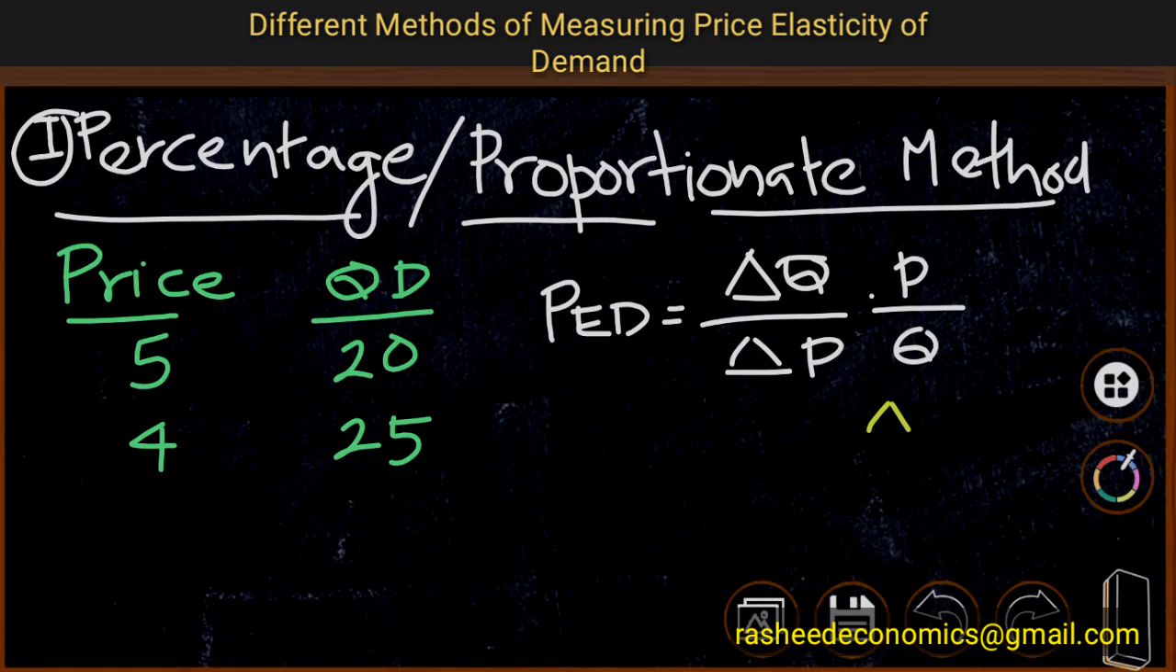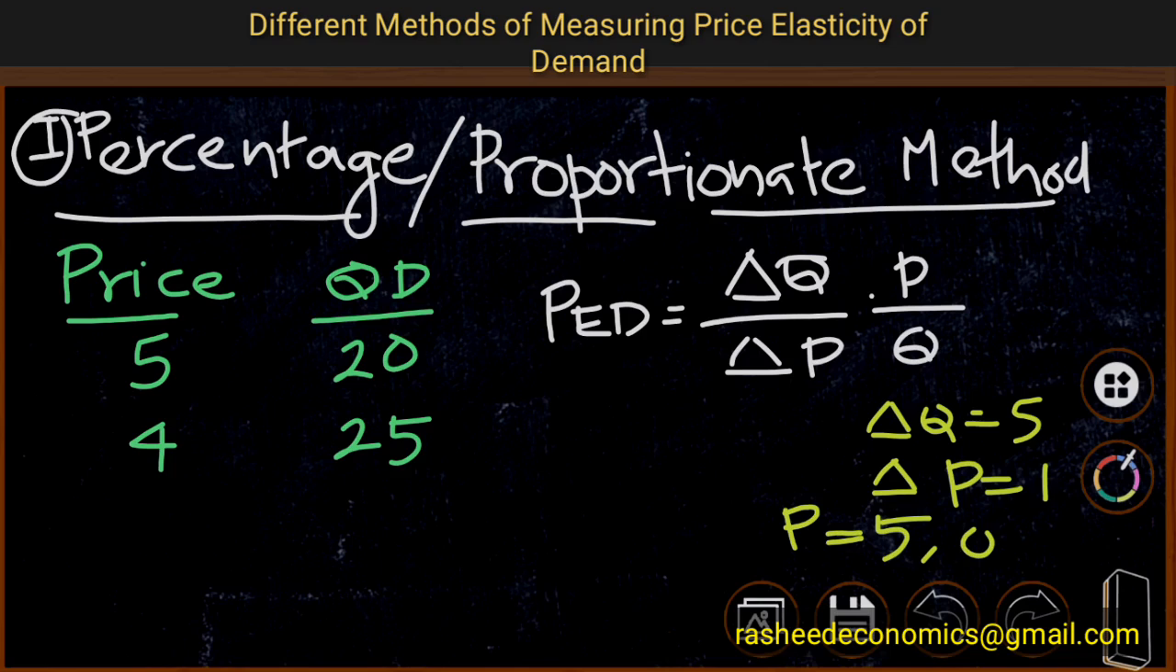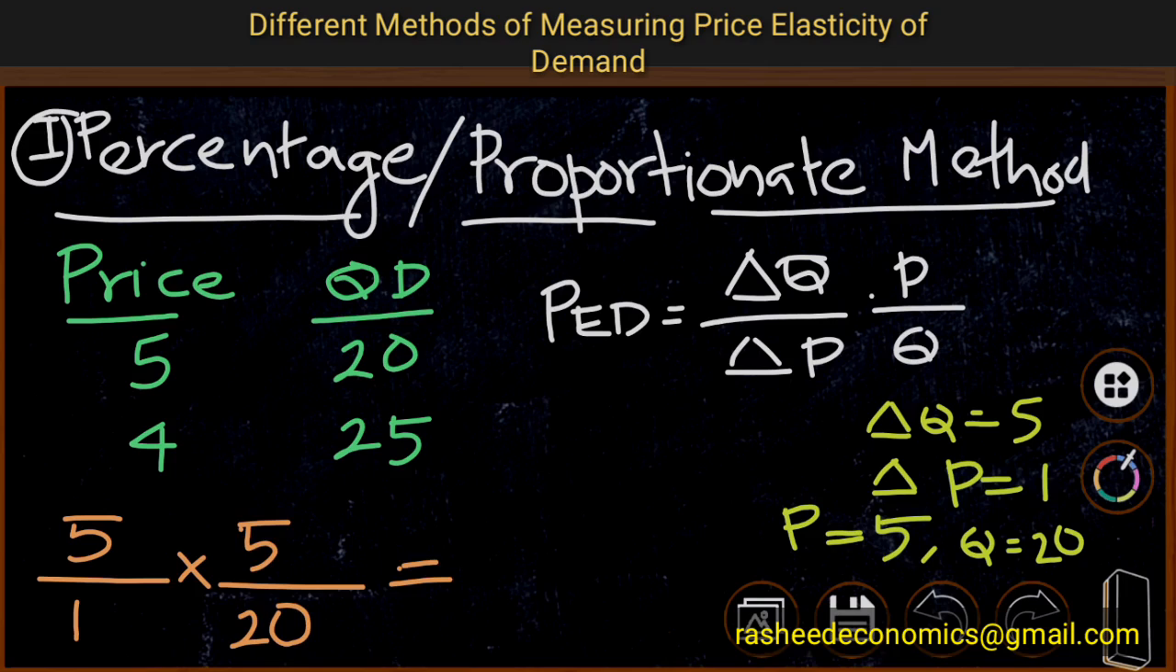Now we have delta Q equal to 5, that is the change in quantity from 20 to 25. And we have delta P, that is the change in price of the commodity from 5 to 4, which is equal to 1. And we have the initial price, that is 5, and the initial quantity, that is 20. Now we apply these values to this equation and we get 5 by 1 into 5 by 20, that is equal to 5 by 4, that is equal to 1.25.